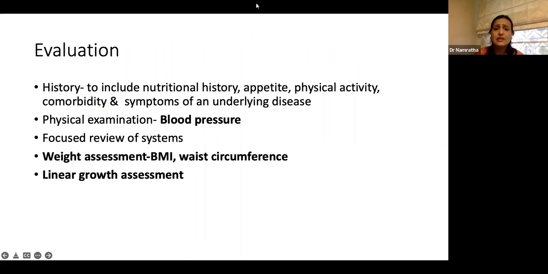So it's important that when we evaluate, we take a detailed history to include the nutritional history, appetite, the level of physical activity, not only of the child, but also of the whole family, the immediate or extended family that the child resides with, comorbidities and symptoms of underlying disease. Physical examination with emphasis on blood pressure monitoring, a focused review of systems, weight assessment with BMI, waist circumference, and linear growth assessment.